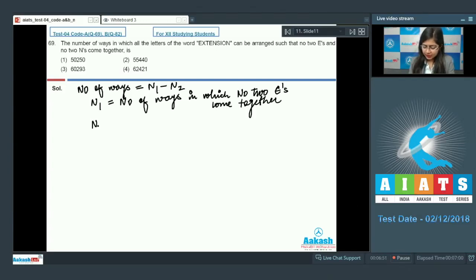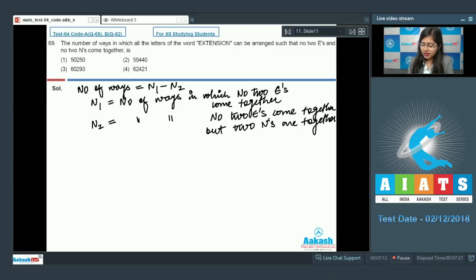And let us say N2 is equal to the number of ways in which no two E's come together but two N's are together. Right? If I subtract N2 from N1, then we will get the required number of ways.